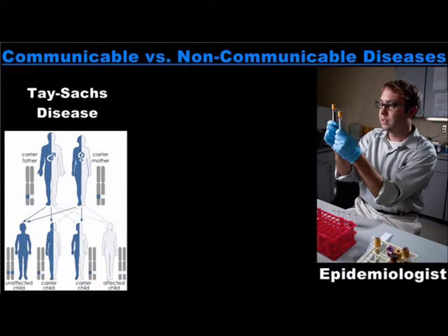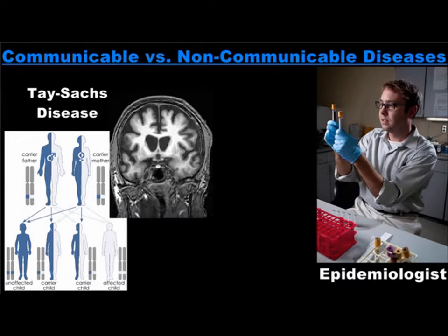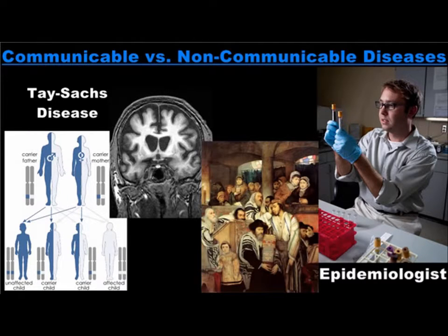Tay-Sachs is a genetic disease that causes deterioration of nerve cells and usually results in death by age 4. It is endemic to Ashkenazi Jews and French Canadians. These groups of people therefore experience a higher prevalence of Tay-Sachs disease than other populations.